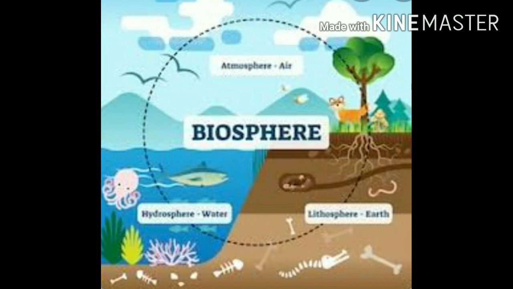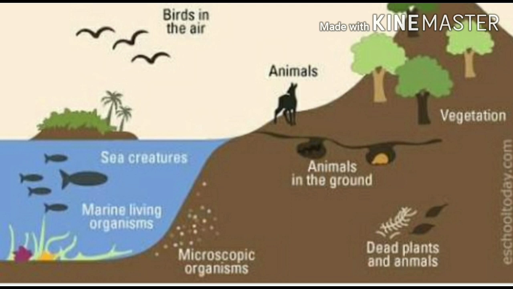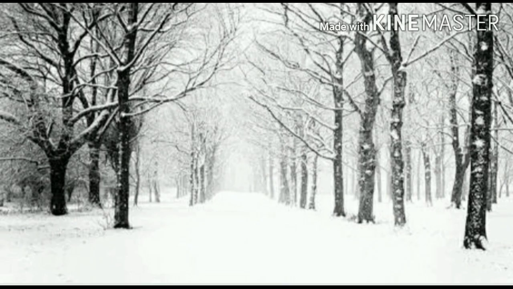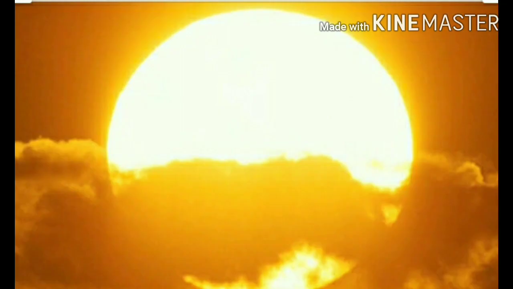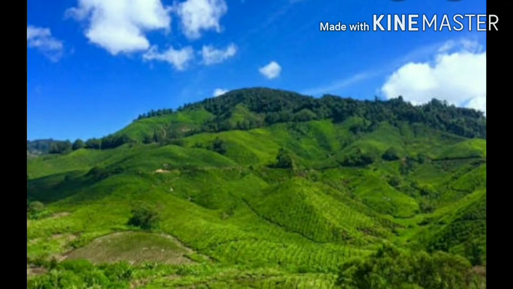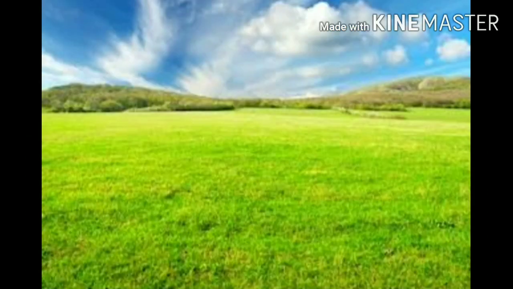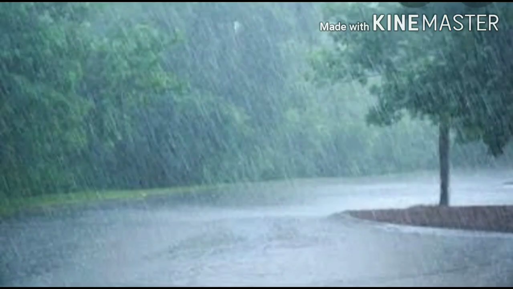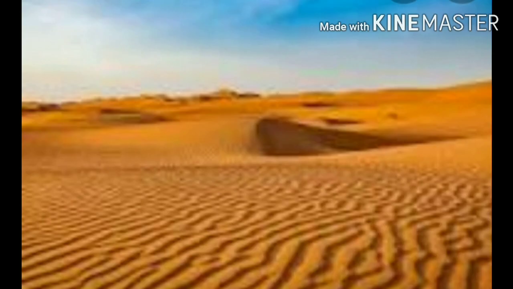Now, let's learn about the biosphere of the earth. There are innumerable kinds of living things on the earth. The various regions of the earth differ in many ways. Some regions are always covered with ice, while others have a hot climate. There are mountains in some places and plains in others. Some places have a lot of rainfall while others are dry deserts.